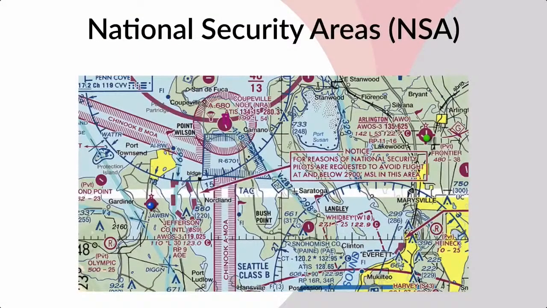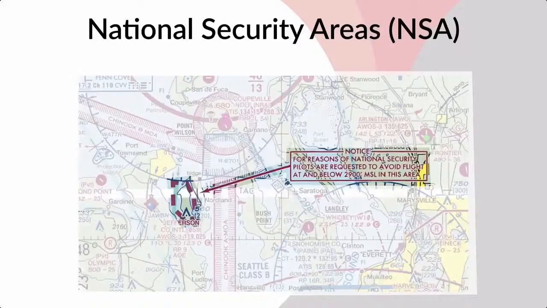Here's an example right here. Notice it says, for reason of national security, pilots are requested to avoid flight at or below 2,900 feet MSL in this area. Just don't go flying your drone in that area.